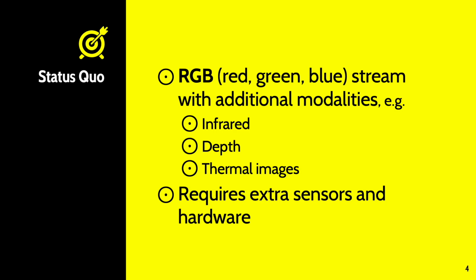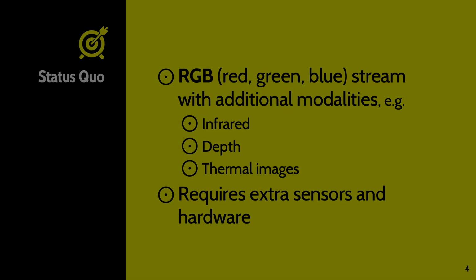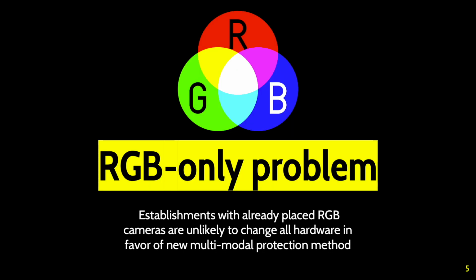The status quo of this technology uses the RGB (red, green, blue) stream from colored photos with additional modalities such as infrared, depth, or thermal images. The problem with this is it requires extra sensors and extra hardware, which makes the RGB-only problem very important, because establishments that have already placed RGB cameras are unlikely to change all their hardware, and hence we will have to work with RGB photos or videos only.